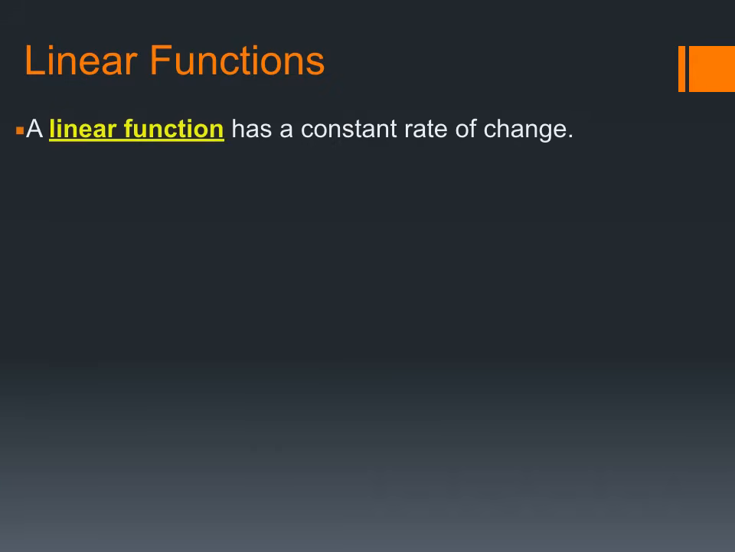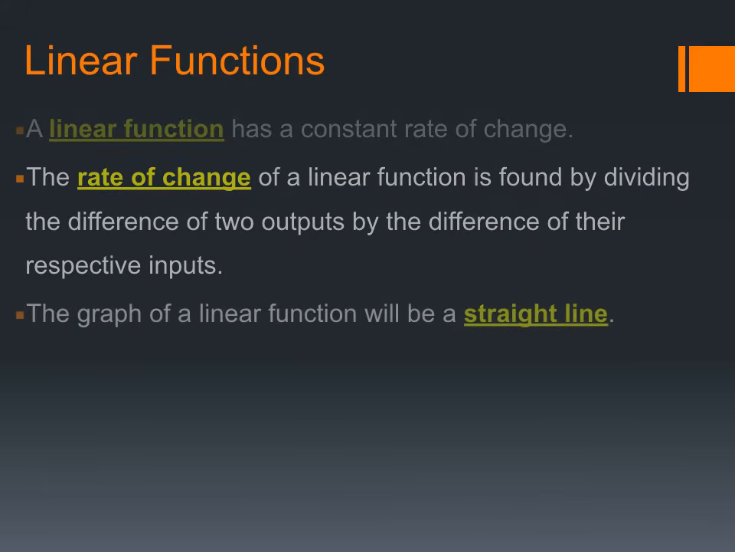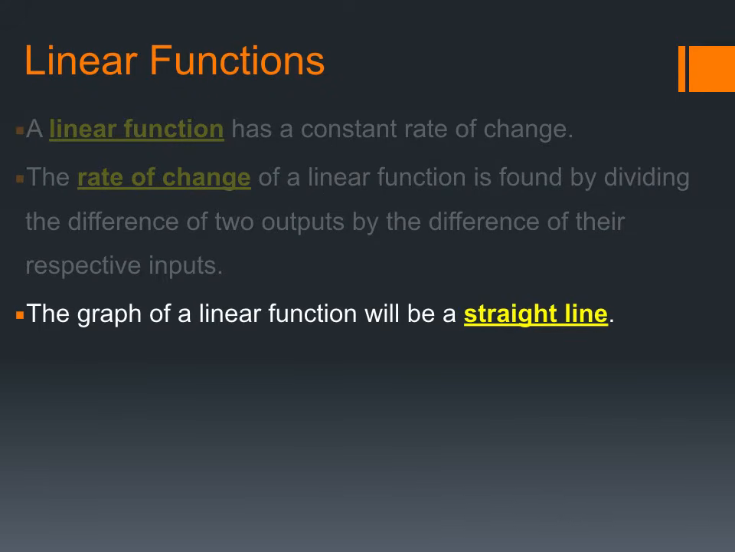A linear function has a constant rate of change. The rate of change of a linear function is found by dividing the difference of two outputs by the difference of their respective inputs. The graph of a linear function will be a straight line, a non-vertical straight line.